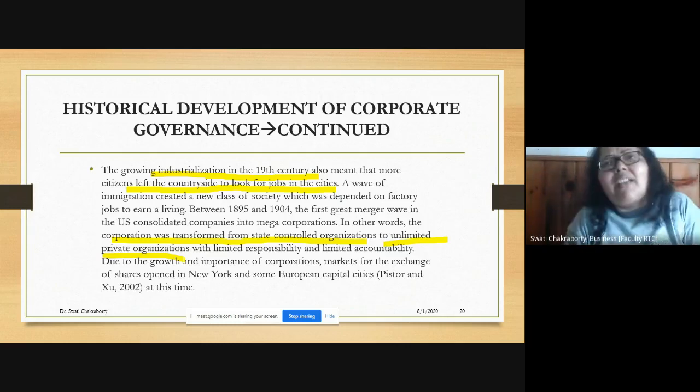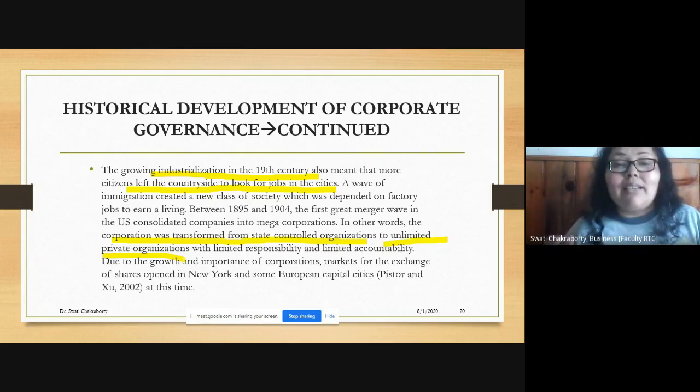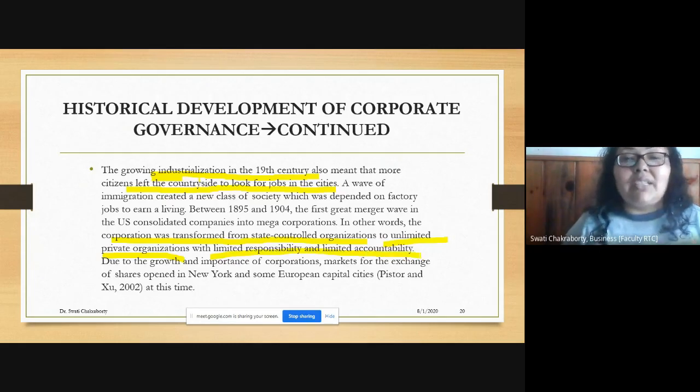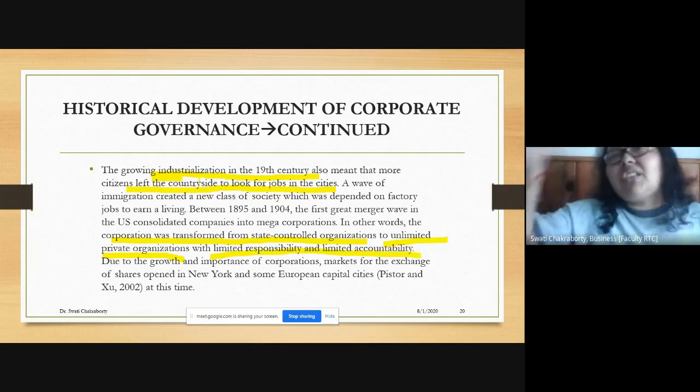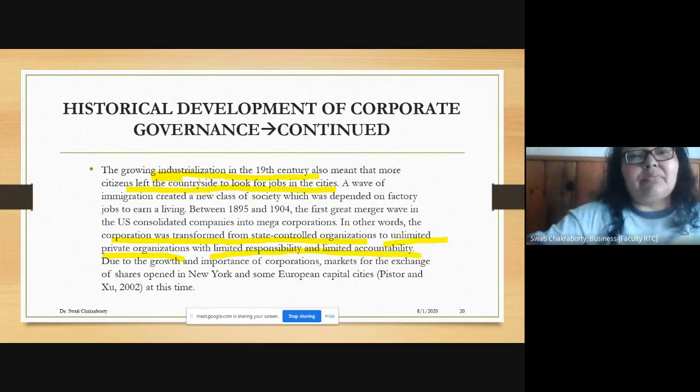But with industrialization happening, more demand for capital came up. So that's where privatization came into play. There was a drastic transformation from state-controlled organizations to private organizations. State-controlled organizations had unlimited liability, whereas private organizations had limited liability. Limited liability, limited accountability. That was the change. Private corporations, private businesses started developing.